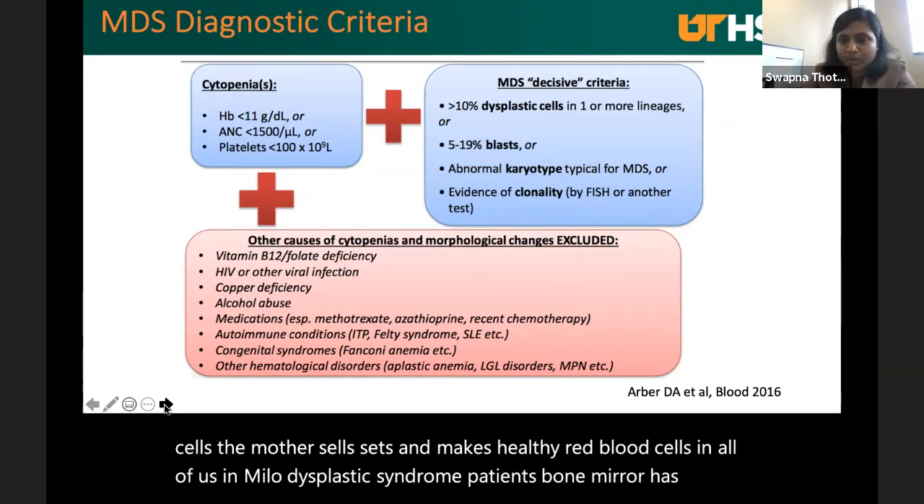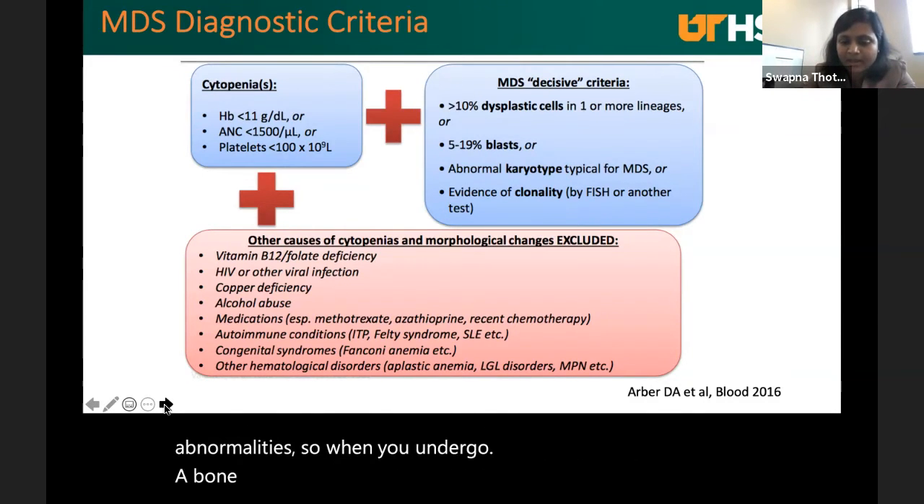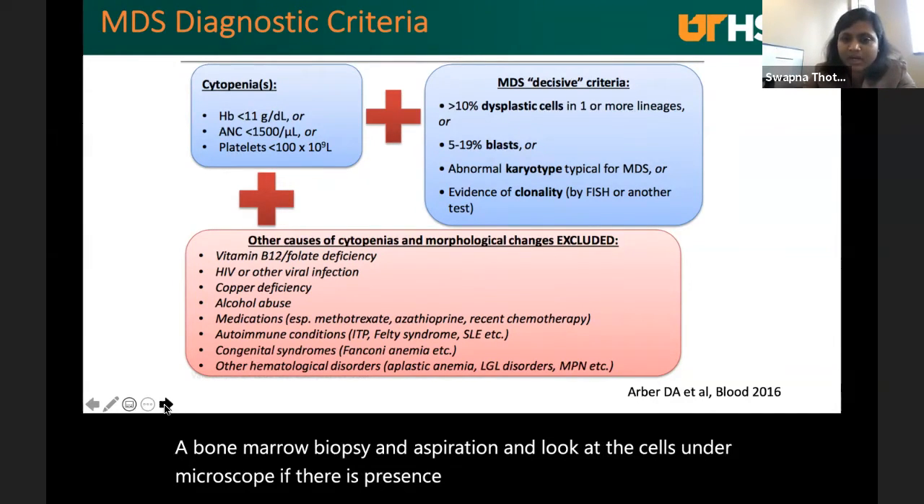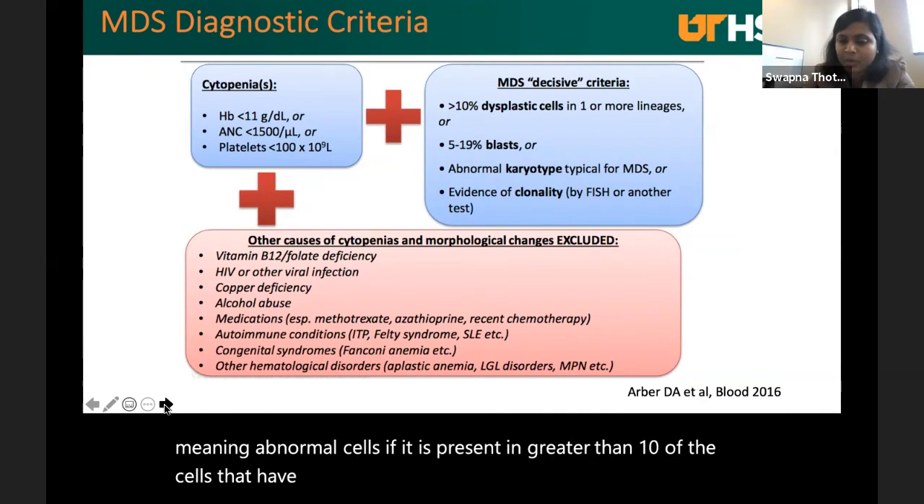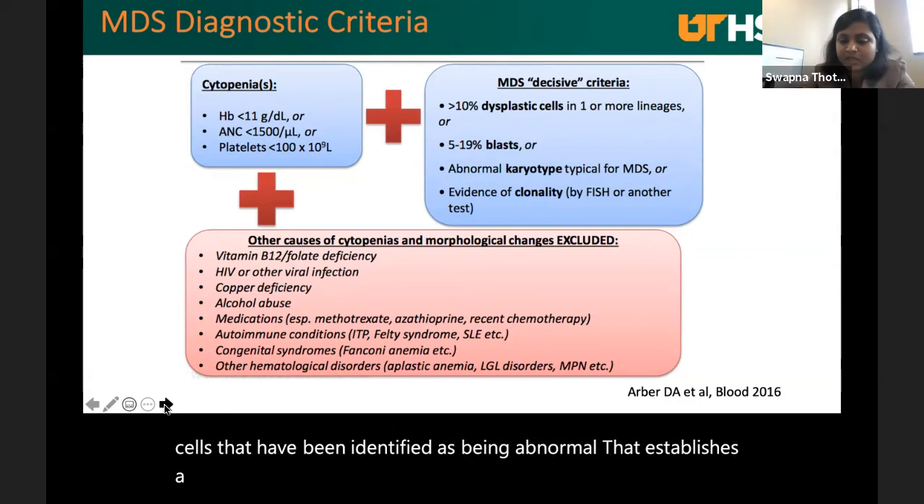In myelodysplastic syndrome patients, bone marrow has abnormalities. So when you undergo a bone marrow biopsy and aspiration and look at the cells under a microscope, if there is presence of dysplasia in greater than 10%, meaning abnormal cells, if it is present in greater than 10% of the cells that have been identified as being abnormal, that establishes a diagnosis of myelodysplasia or brings that into question.